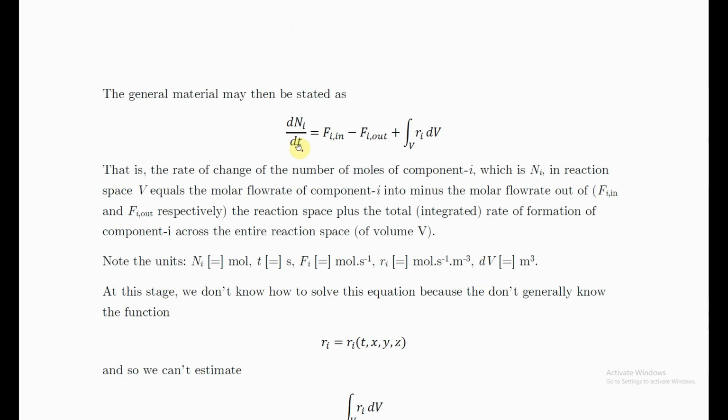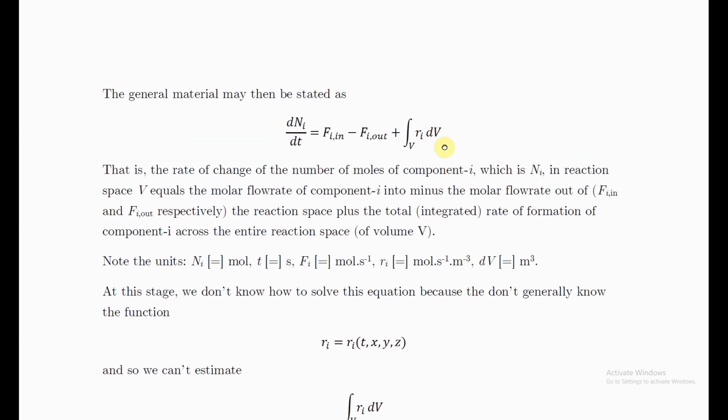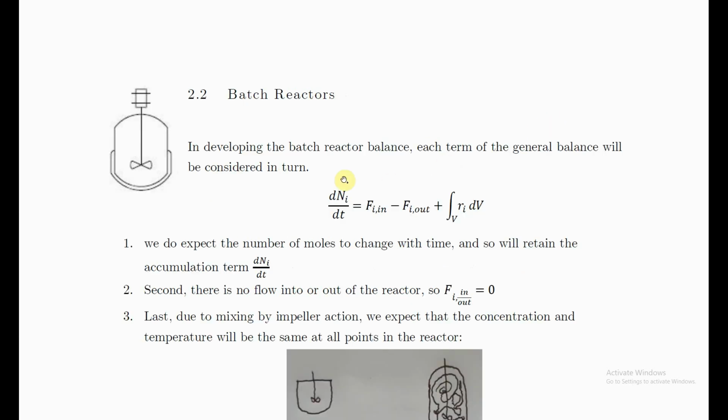So right now, this is just a framework. This is an abstract expression showing us how we would go about writing up this balance. And to make some progress, what we have to do is talk more specifically about the reactor and how the fluid is flowing through it. So to begin with, let's define for ourselves the batch reactor. Here's a nice little symbol for it.